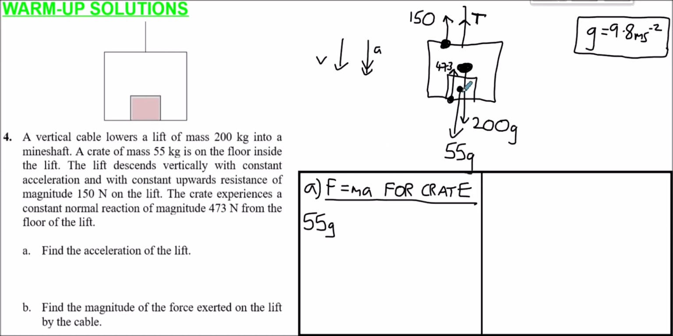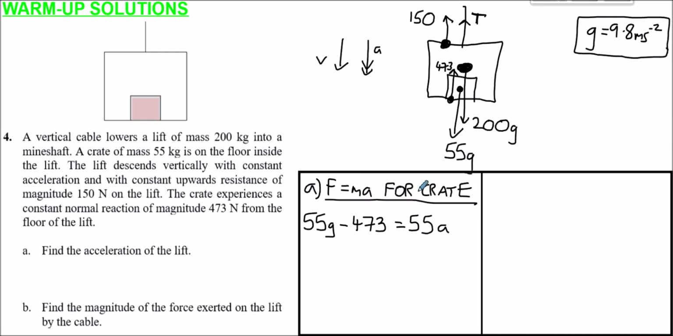So the net force acting downwards for the crate is 55G minus the 473 acting against. So that's the resultant force acting down in the direction of the acceleration. And so the resultant force will be the mass of the object, the mass of the crate, multiplied by the acceleration, which we're just going to call A.